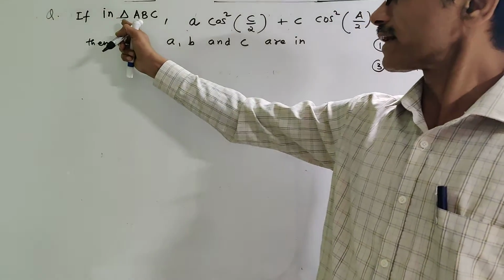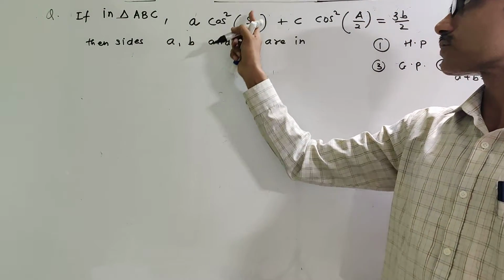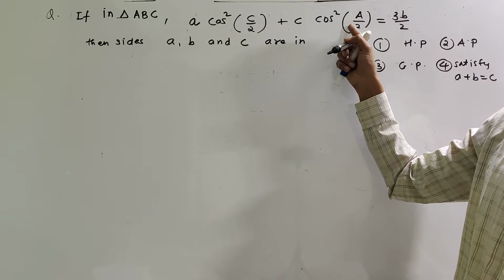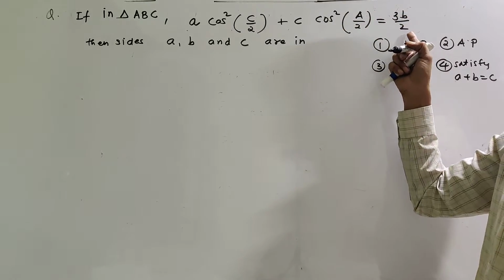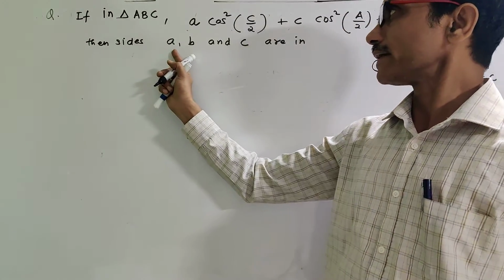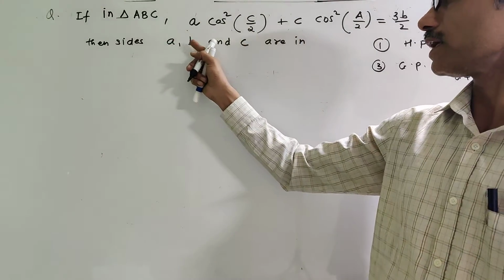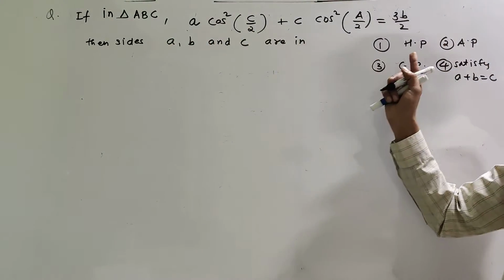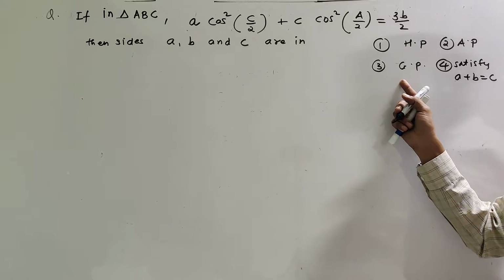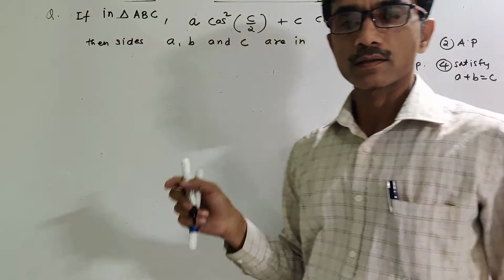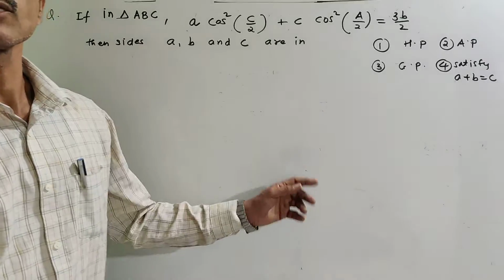Question is this: in triangle ABC, a cos² (C/2) + c cos² (A/2) = 3b/2. Then the sides of the triangle a, b, c are in HP, AP, or geometric progression, or they are satisfying this relation a + b = c.